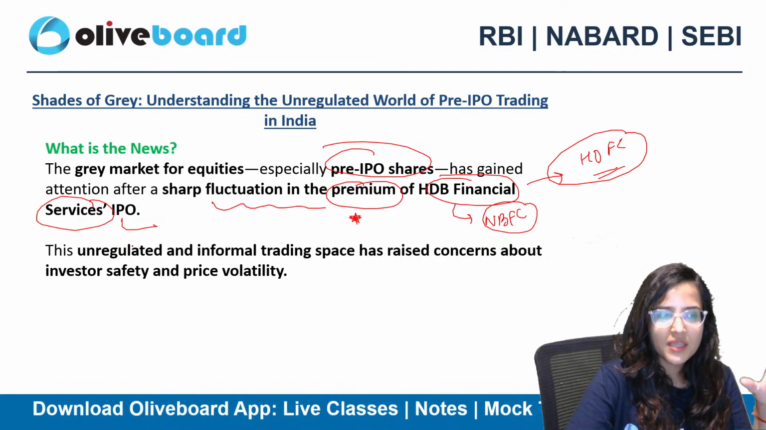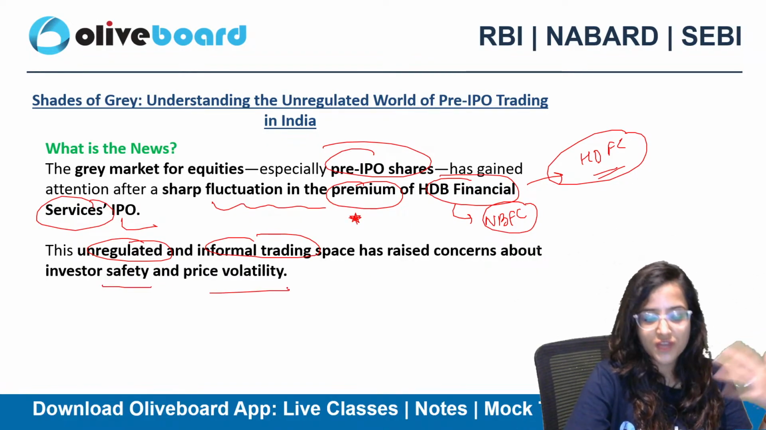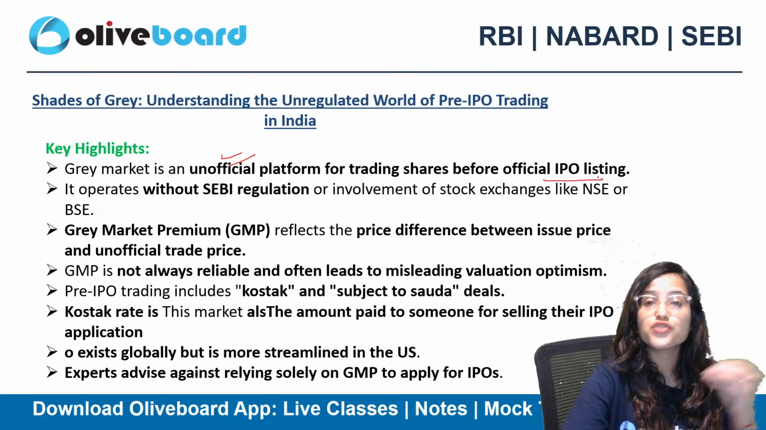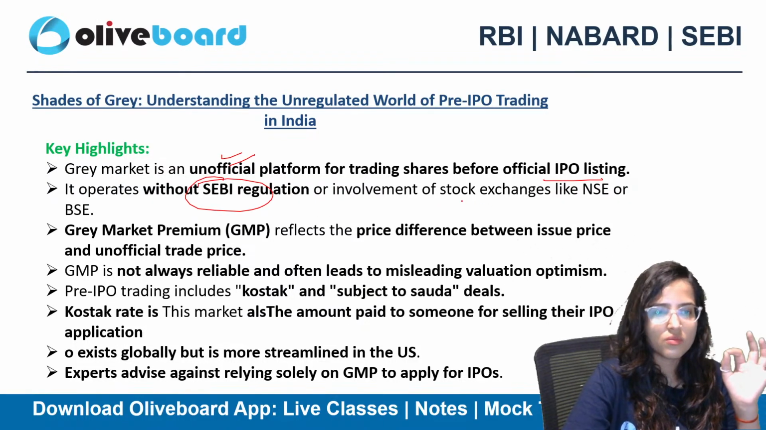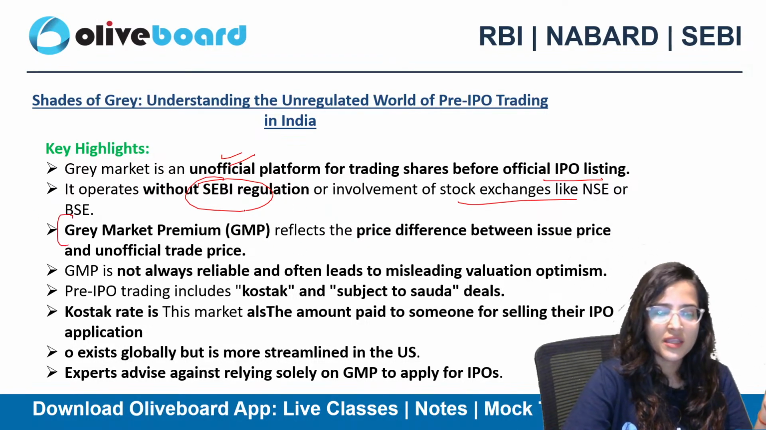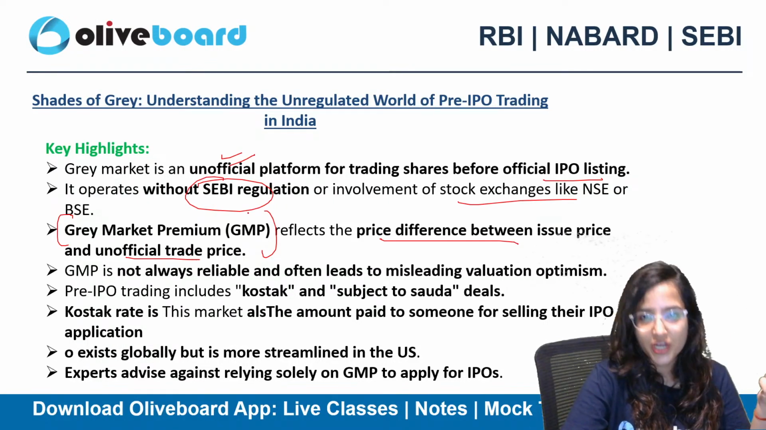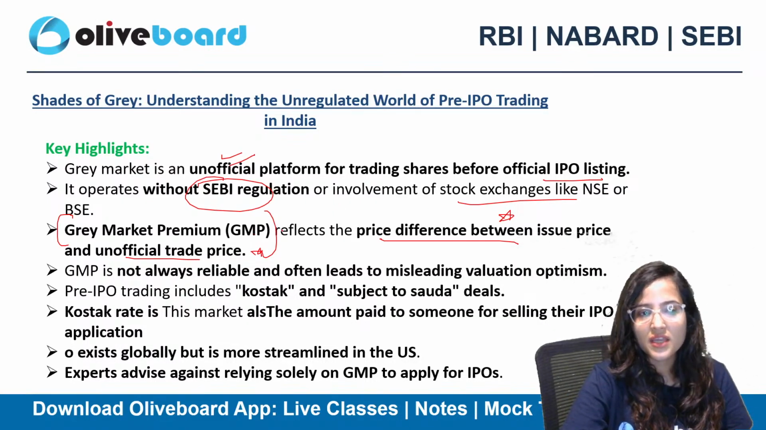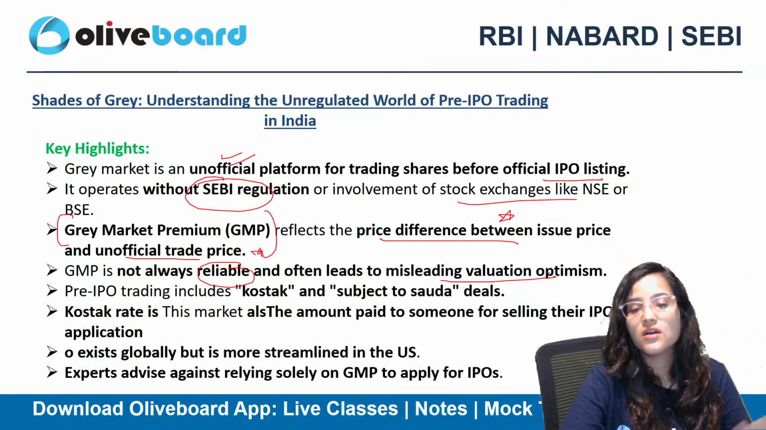So what is this grey market? It is an unregulated and informal trading space. This has raised concerns about investor safety and price volatility. So the grey market is an unofficial platform for trading shares before the official IPO listing. It operates without SEBI regulation. No regulation is there, and no involvement of stock exchanges like NSE and BSE. There's something called the grey market premium, which reflects the difference between the issue price and the unofficial trade price. But this premium is not always reliable because it leads to misleading valuation.